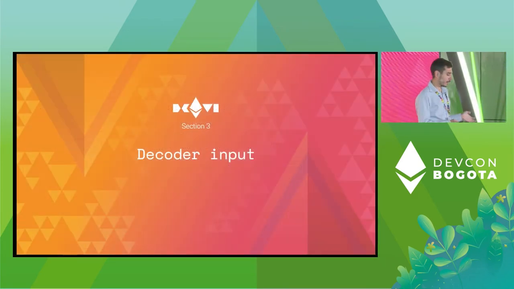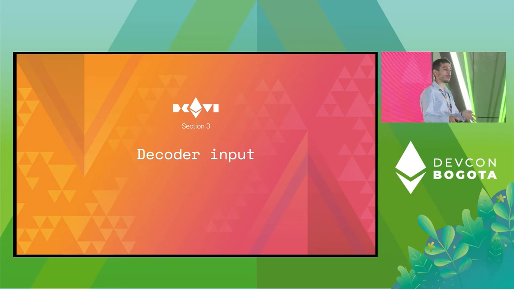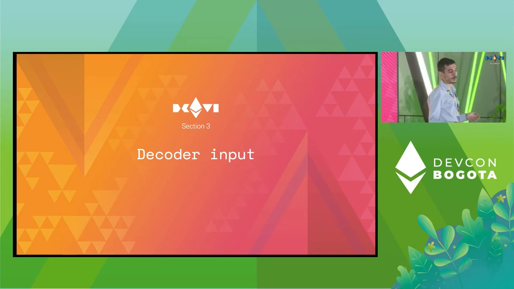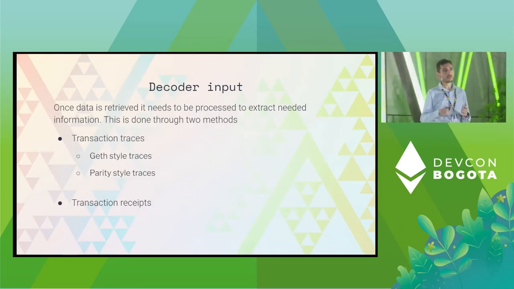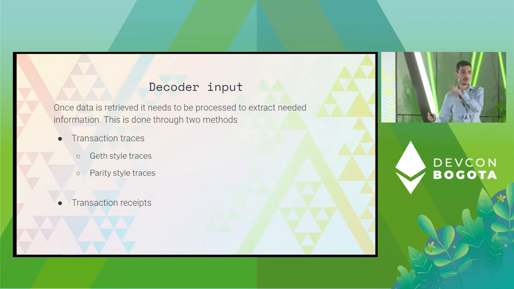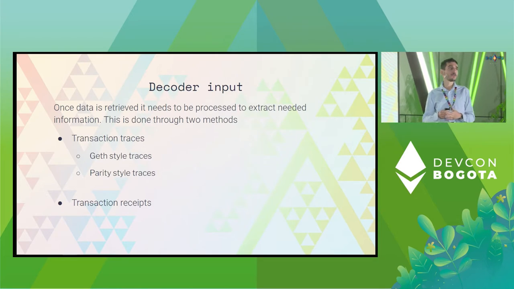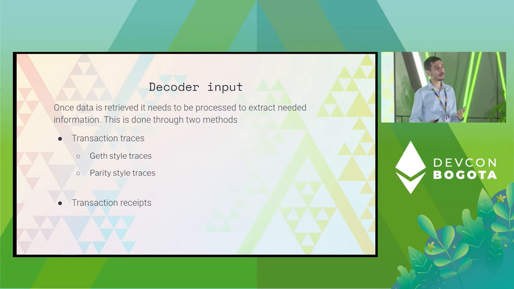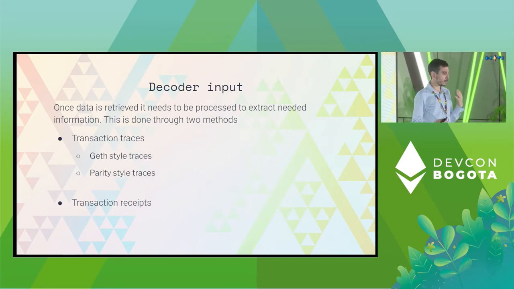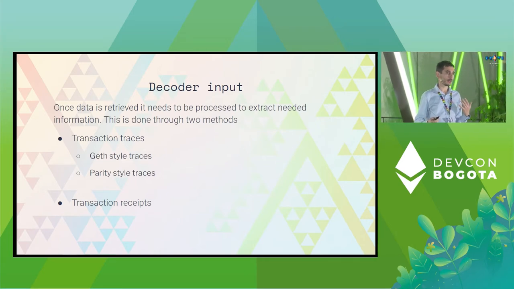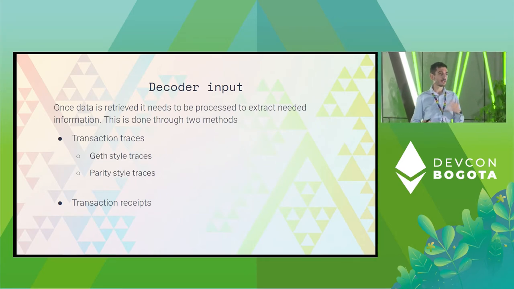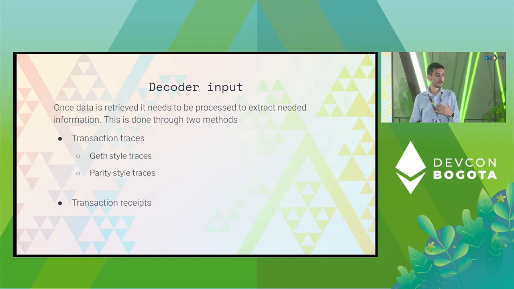Going from how we get data to what actually would go into this decoding platform that my talk is about. So once you have all the data, either from Etherscan or from TrueBlocks, what kind of data is this? If you have tried to play with understanding transaction history of Ethereum, you know that there are two ways to get data. It's either a transaction trace, or transaction receipts.